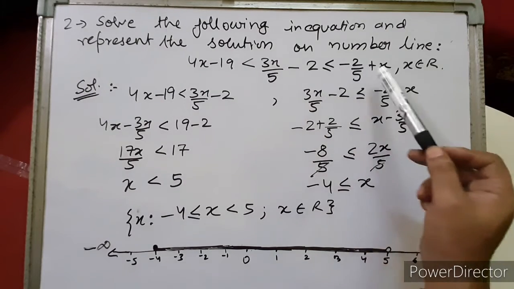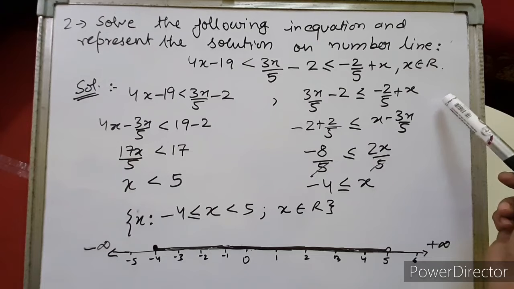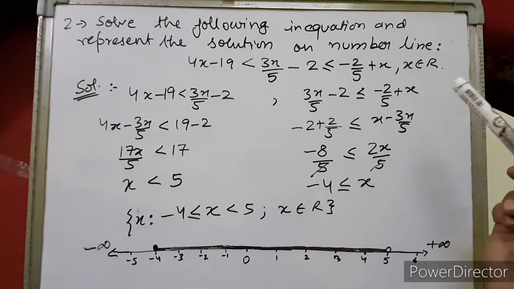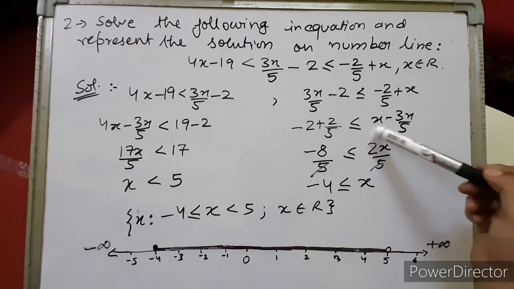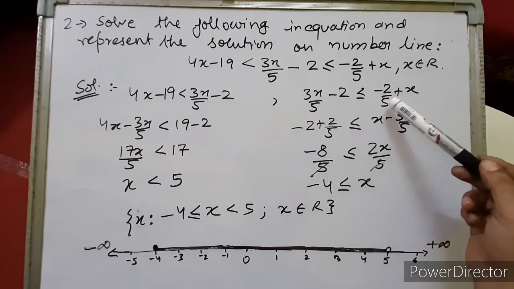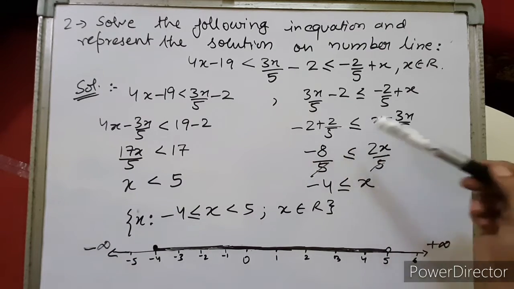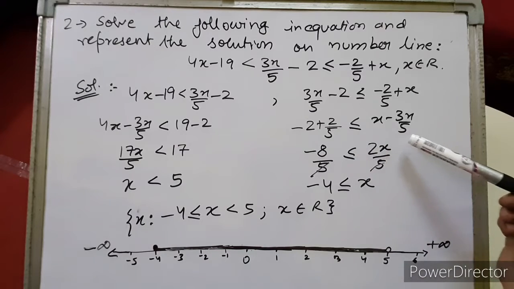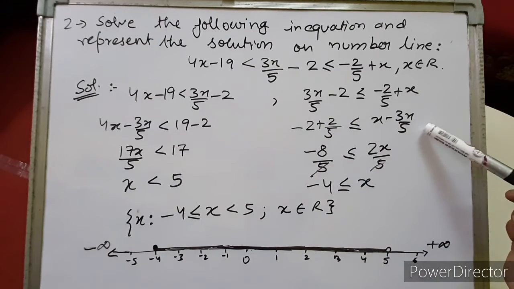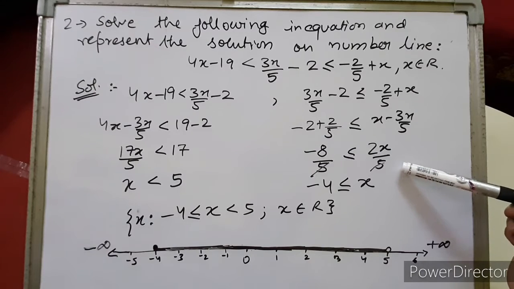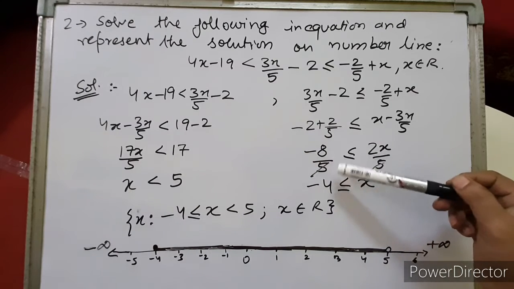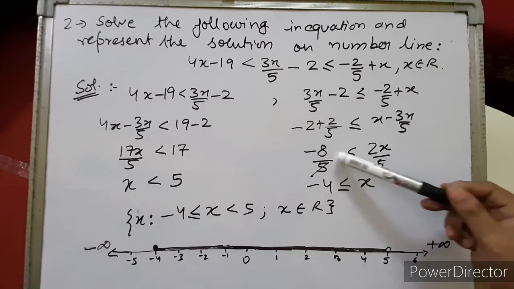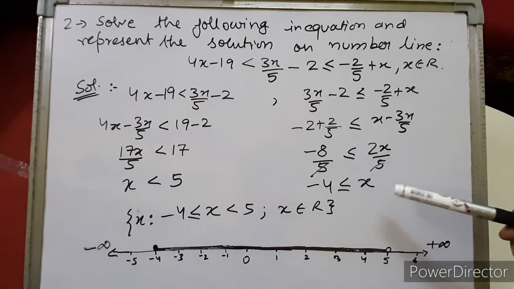Let's see when we equate the other two terms. It will be 3x by 5 minus 2 less than or equal to minus 2 by 5 plus x. Now transfer minus 2 by 5 to this side and 3x by 5 to this side. So minus 2 plus 2 by 5 is less than or equal to x minus 3x by 5. On taking the LCM, we get 2x by 5, and on the left, minus 10 plus 2 is minus 8 by 5. The 5 and 5 get cancelled, 2 ones are 2 and 2 fours are 8, so we get minus 4 here. That means x is greater than or equal to minus 4 and x is less than 5.